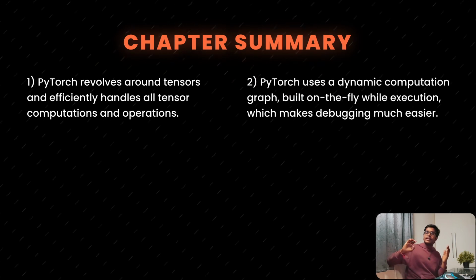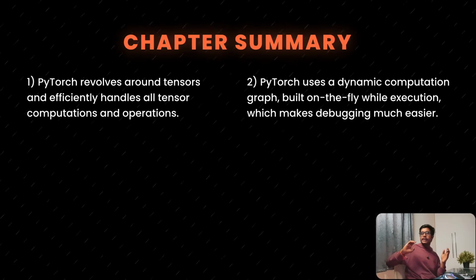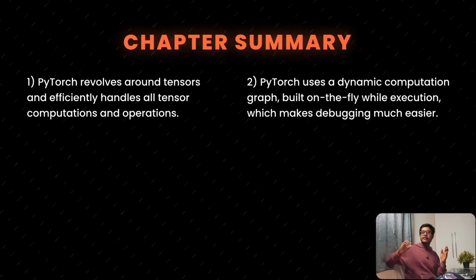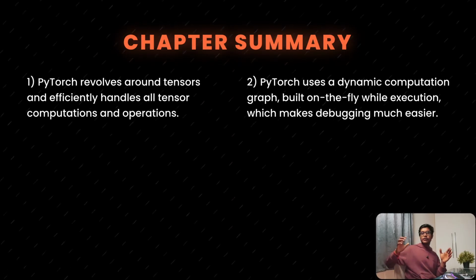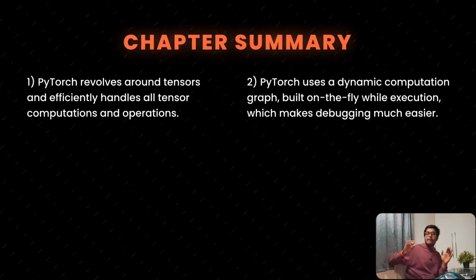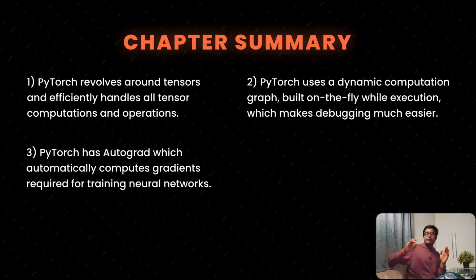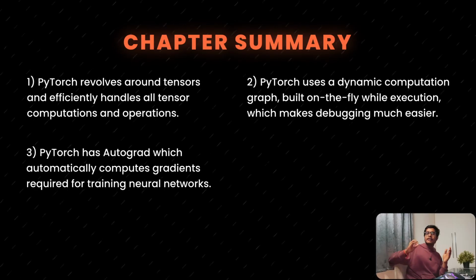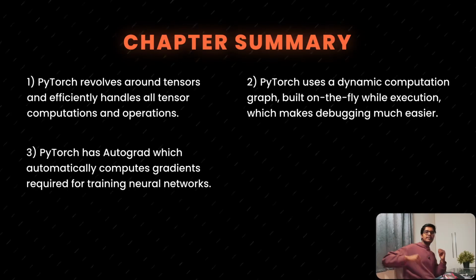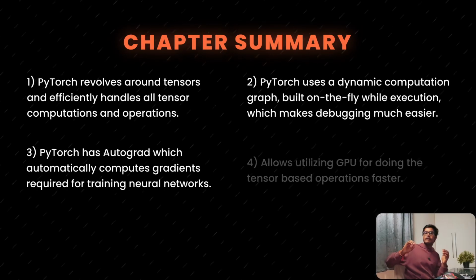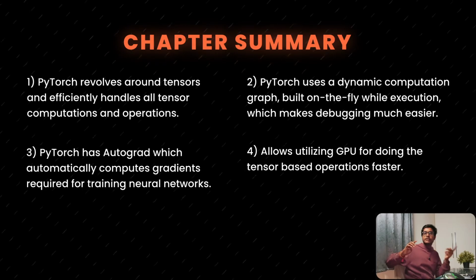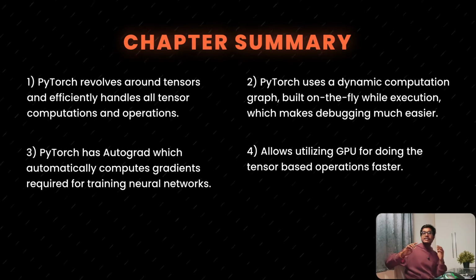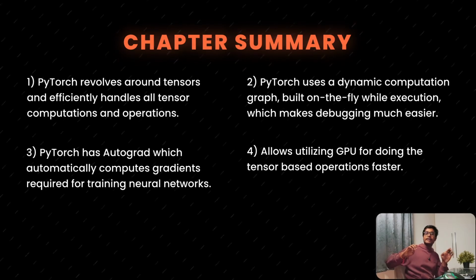Next, PyTorch has a dynamic computation graph which makes experimentation and debugging very easy and intuitive. Next, PyTorch has AutoGrad, which automatically computes all the gradients involved in the training of the neural network. Next up, in PyTorch, we can move our tensors onto the GPU so that we get an instant speed up whenever we are doing tensor based operations.